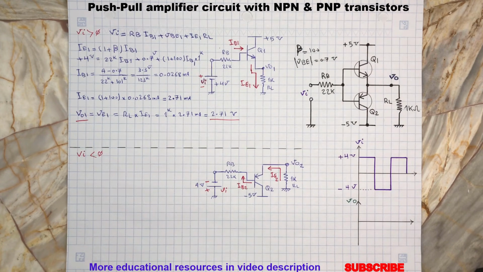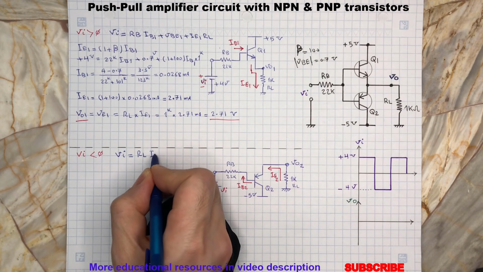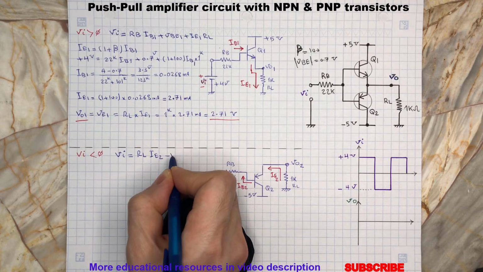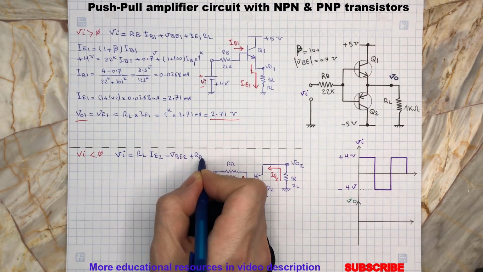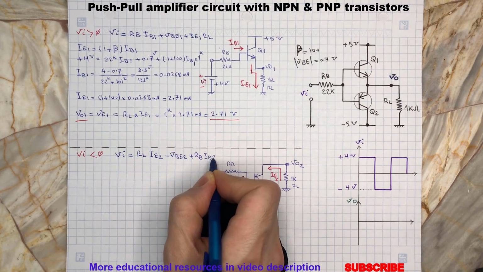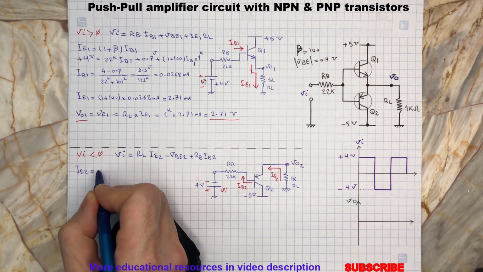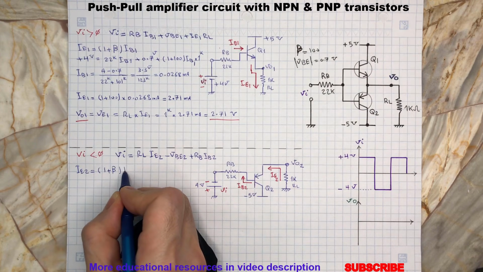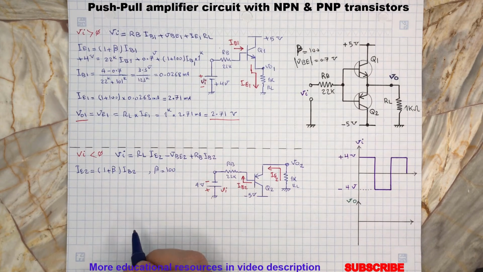Let's write another KVL to calculate the emitter current. And again IE2. Remember, beta is 100. And by plugging the resistor values and rearranging for finding IB2 first.